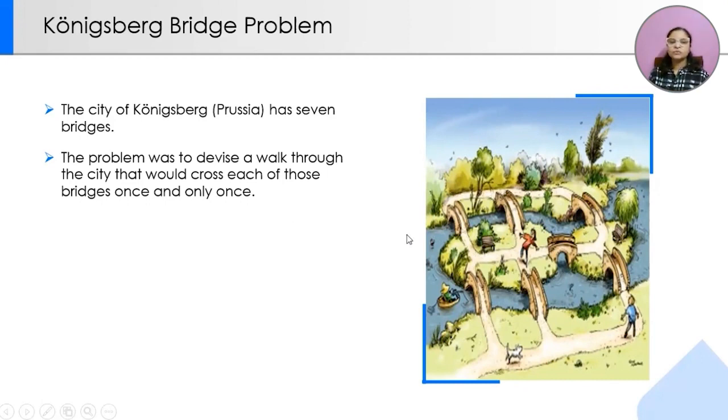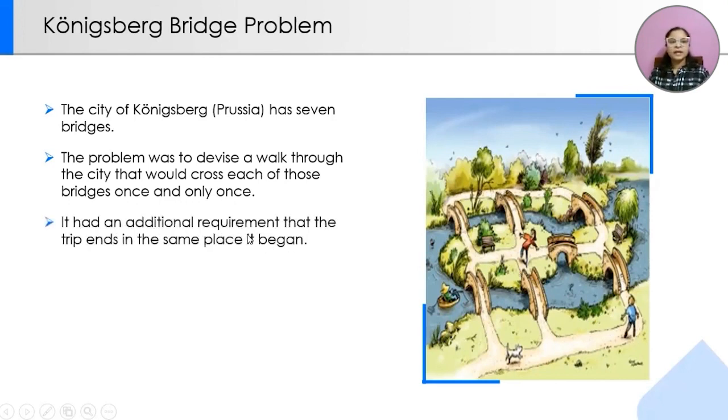So what was the Königsberg bridge problem? It was that you have to devise a walk through the city. You have to walk around the city and you have to cross these bridges, but you have to cross these bridges only once. That is, you cannot repeat a path. It had an additional requirement that the trip ends in the same place it began. It means that your starting and ending point would be the same. That is, if you start your journey from this particular bridge, then you have to end your journey at this bridge only. You cannot end your journey at any other bridge.